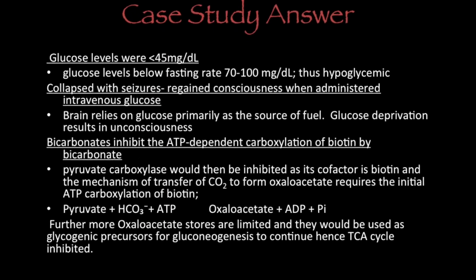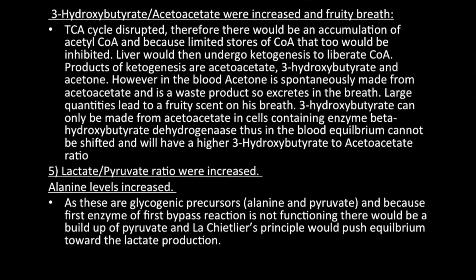And the ratio of 3-hydroxybutyrate to acetoacetate is increased because acetoacetate to 3-hydroxybutyrate is an enzyme-catalyzed reaction, so that could only occur in the cell. But the acetoacetate would be broken down spontaneously to form acetone in the blood when it's being transported from the liver to whatever tissues need it. And spontaneous reactions are favored, so you have more acetone. Therefore you would have more 3-hydroxybutyrate than acetoacetate.